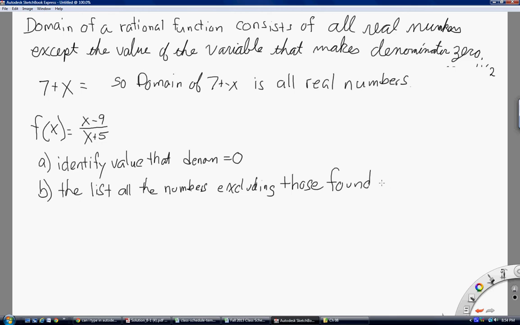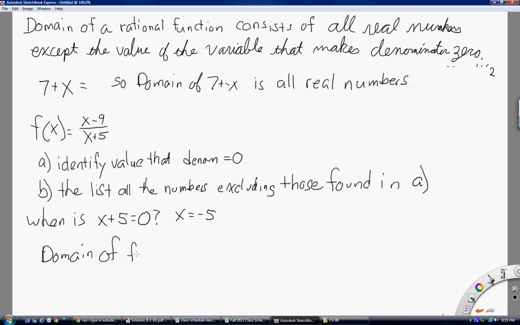So when is x plus 5 equal to 0? Basically when x equals negative 5. Part A is done. Identify the value that makes the denominator equal to 0. Well, that would be negative 5. So B, list all numbers excluding those found in A. Well, we'll just write that as the domain of f of x. I'm not going to write out all the numbers, because there's a lot of them. But it's all the little numbers, negative infinity, up to, but not including negative 5. That's the union sign. And then all the numbers greater than negative 5 to all the big numbers, positive infinity. That there is the domain.